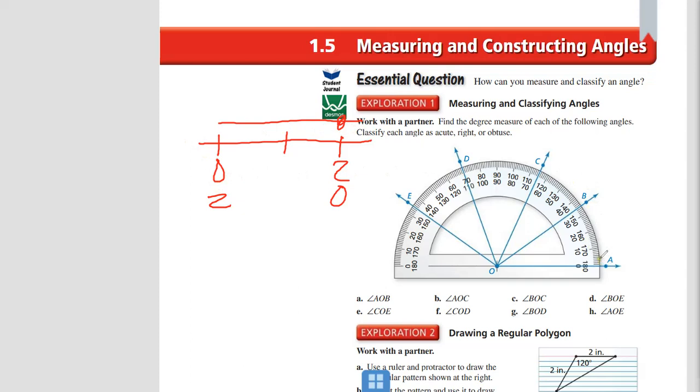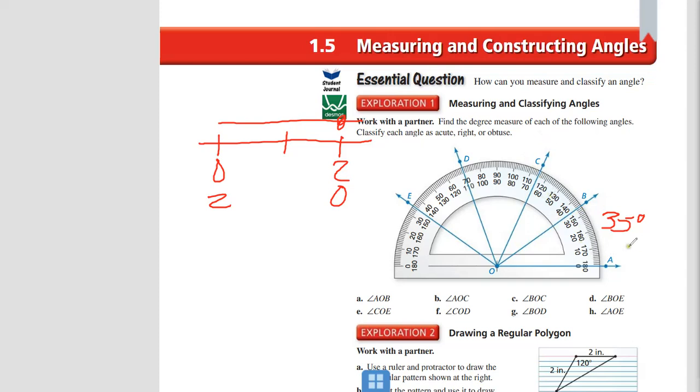So like this angle right here, see how it's starting with 0 here? I would use this scale down here and I would call this one 35 degrees. Right? See how it goes from 0, it's halfway in between 30 and 40, it's at 35.